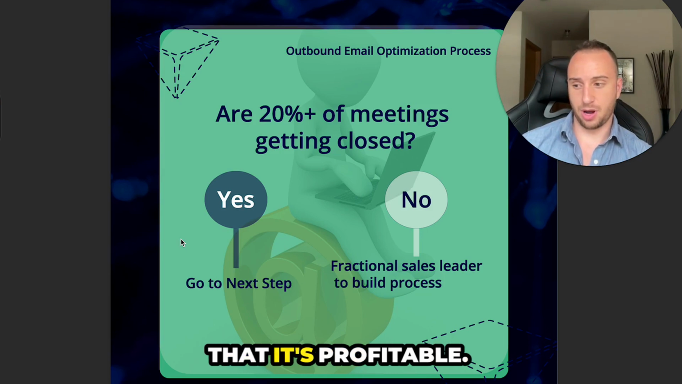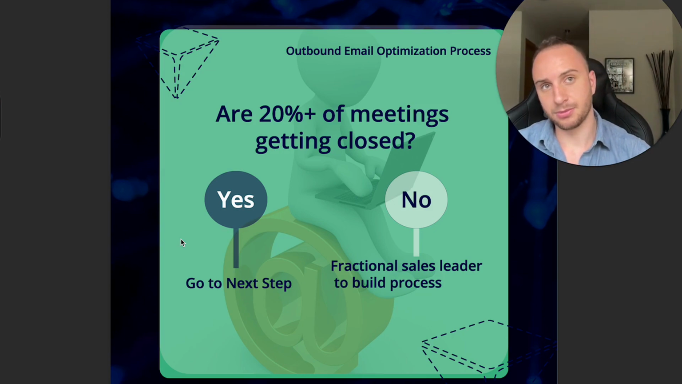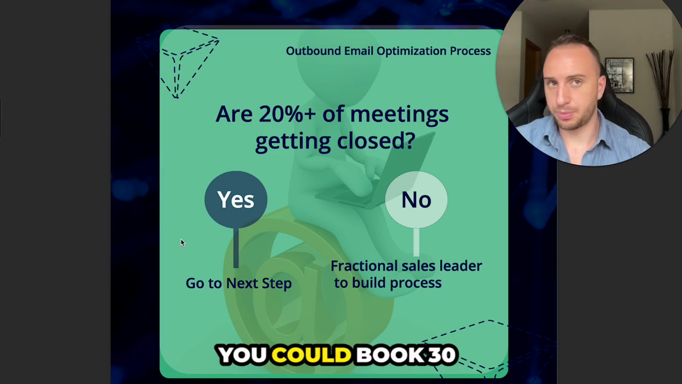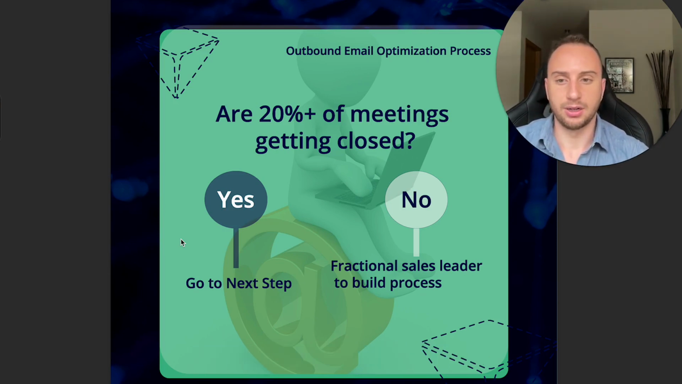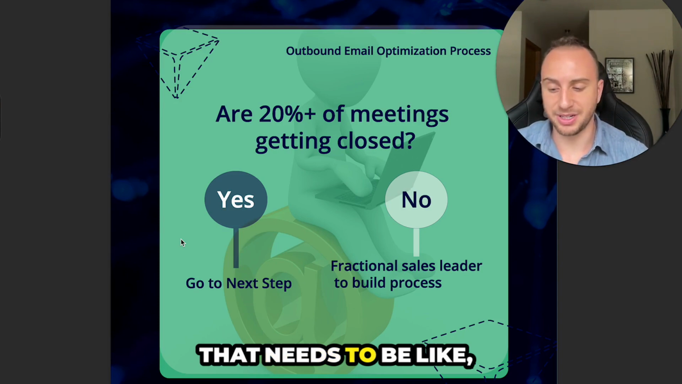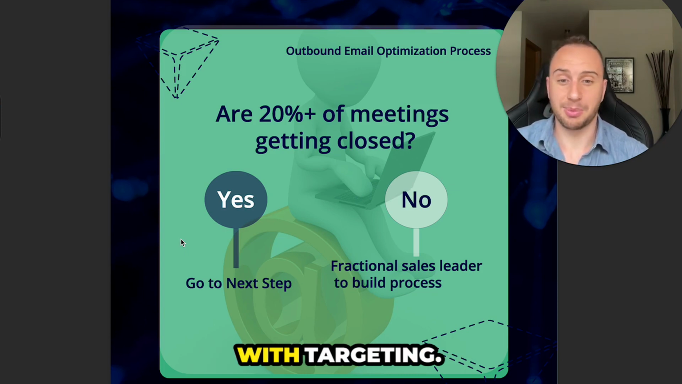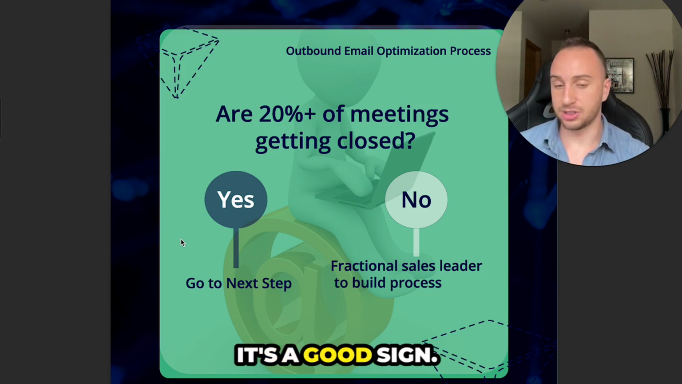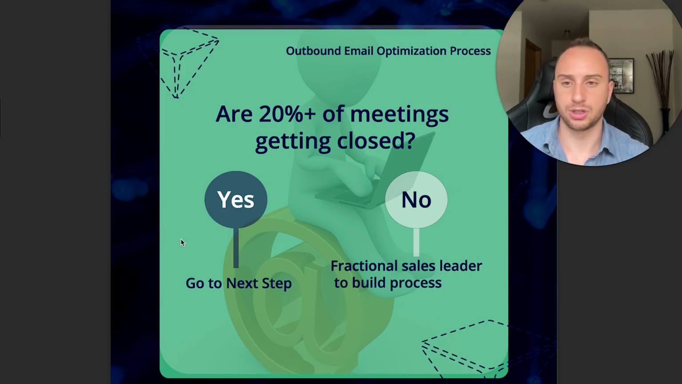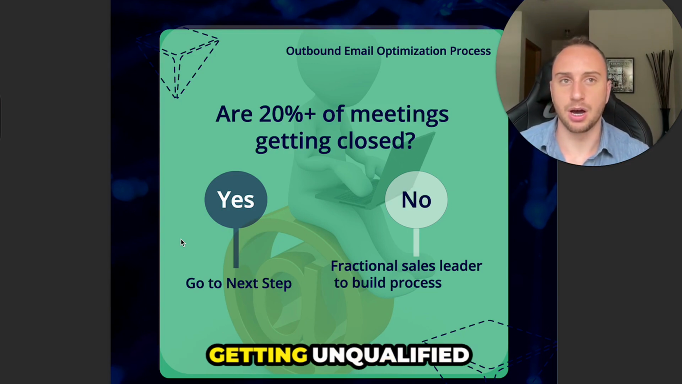You have to make sure that it's profitable. And this can be used as a feedback loop too, because you could book 30 meetings in a month and only 5 of those are qualified. That's that feedback loop again, going back to something's wrong with targeting, something's wrong with the messaging. You need to go through this again to understand why that is happening. It's a good sign. That doesn't mean it just doesn't work. No, it just means you need to go back and understand why we are getting unqualified meetings.